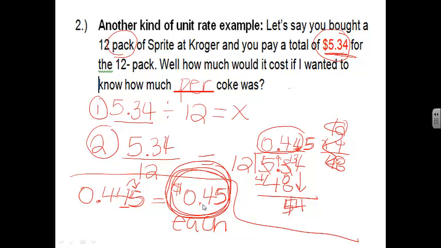To go backwards to make sure you're right, you can multiply 45 hundredths times 12 to see if you get $5.34, or 5 and 34 hundredths. All right? Very good. All right, next one.